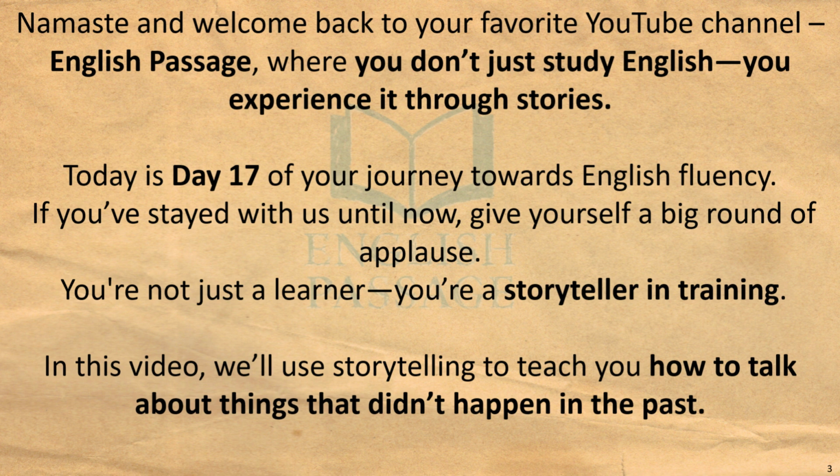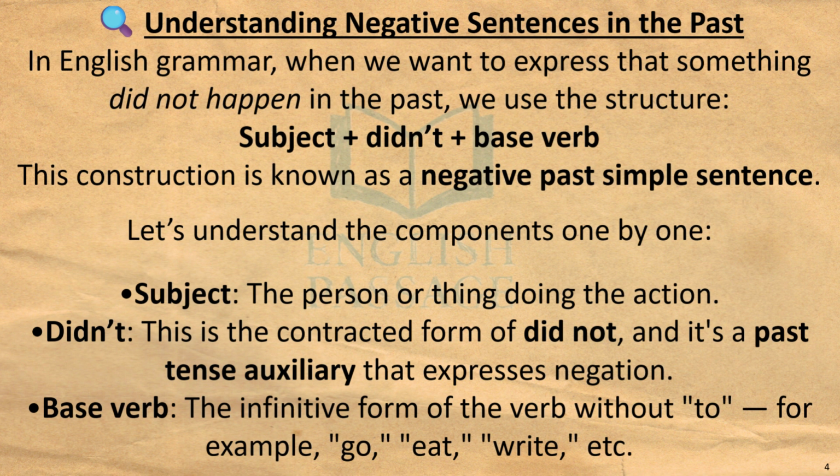In this video, we'll use storytelling to teach you how to talk about things that didn't happen in the past. Understanding negative sentences in the past. In English grammar, when we want to express that something did not happen in the past, we use the structure subject plus didn't plus base verb. This construction is known as a negative past simple sentence.